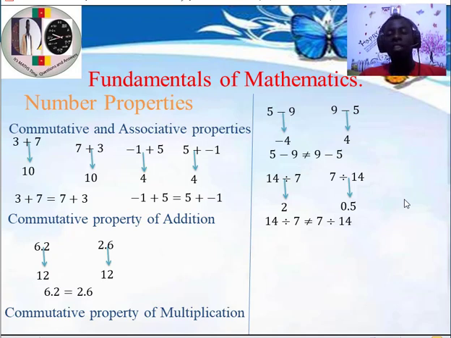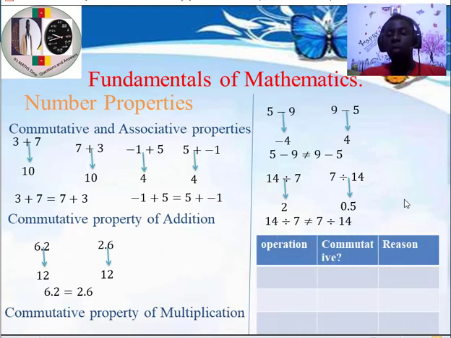Therefore, we can use the knowledge that we have gathered here to summarize the commutative property of addition, subtraction, division, and multiplication in the table below. The first column talks about the operation, the next talks about commutativity, and then a reason why we should accept whether it's commutative or not. The first operation is addition. Is addition commutative? From the examples we have seen, yes, it's commutative. Why? Because A plus B is equal to B plus A. The order in which we perform the addition doesn't matter.